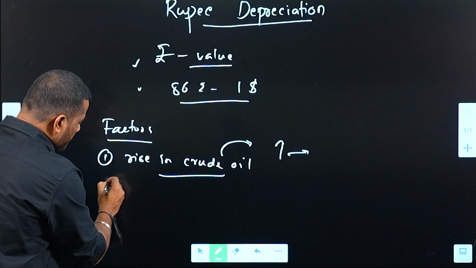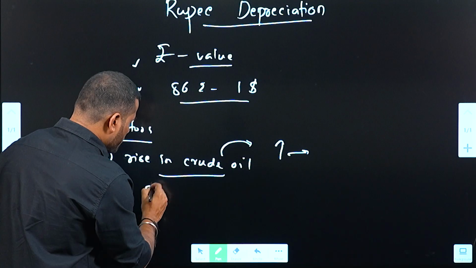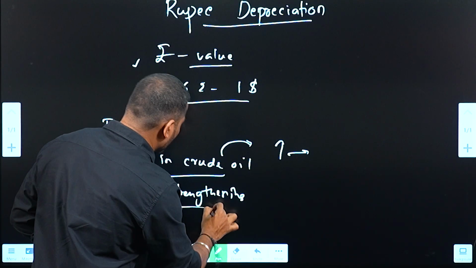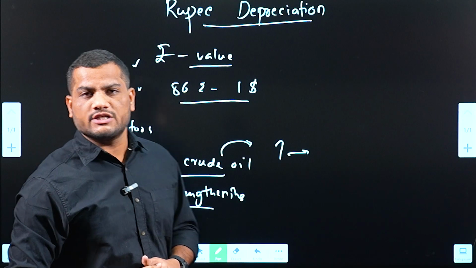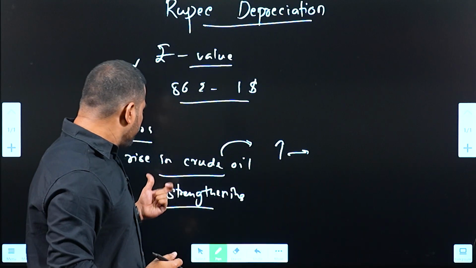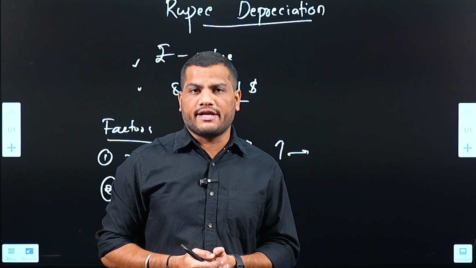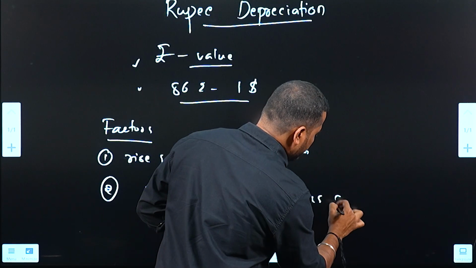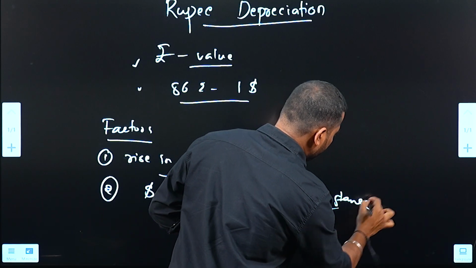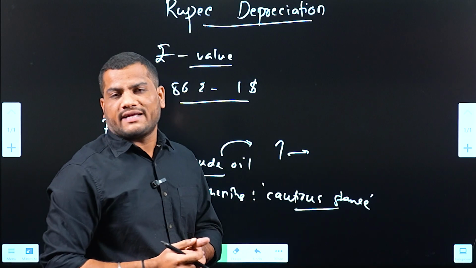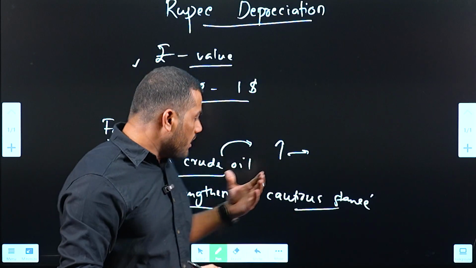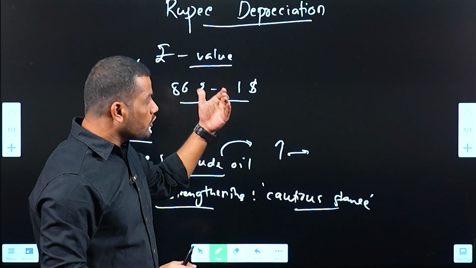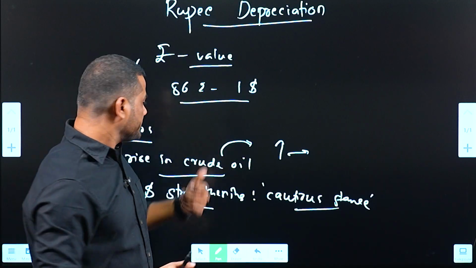And the second major reason is the dollar strengthening. We already saw that the dollar strengthened due to the rise in crude oil prices in the international market. The second reason for the dollar strengthening in the international market is the cautious stance of the US Federal Reserve. Because of the cautious stance of the US Federal Reserve, the dollar strengthened in the international market. Because of this, the rupee saw devaluation in this context.